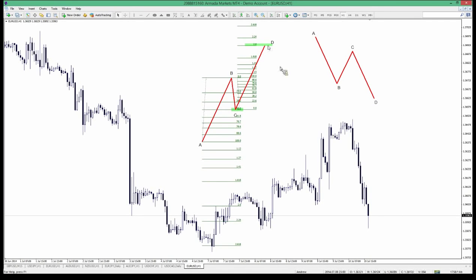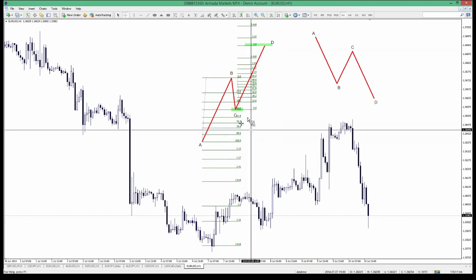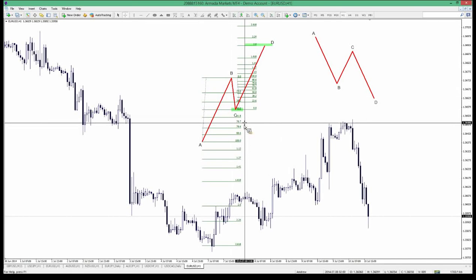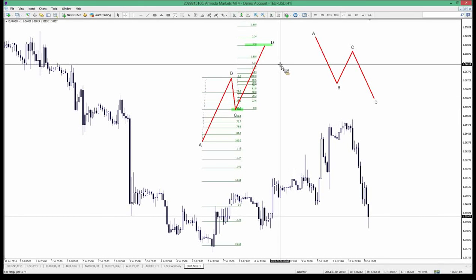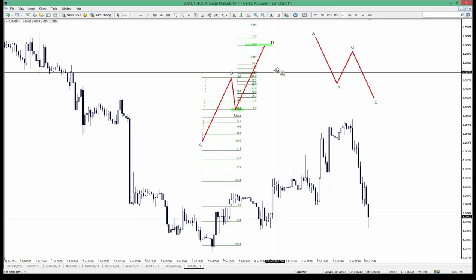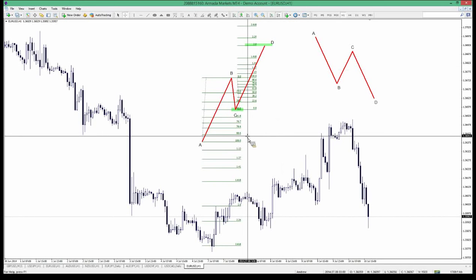So that's an area where you'd be looking to sell. So if you just carried on with these numbers, if price retraced, we've covered the 618, if price retraced to 70.7, then I'm looking at a 141. Price retraced to 786, then I'm looking at a 127, and if we had a very deep pullback, the 886, then I'm looking at a 113.